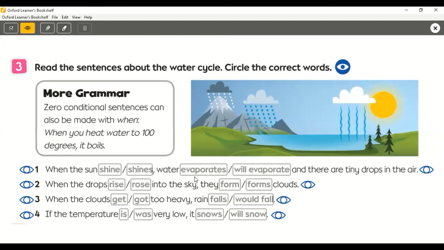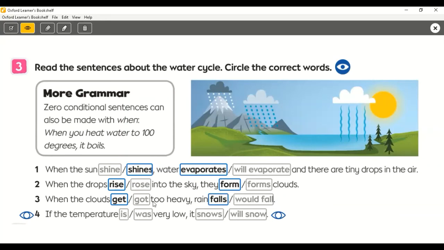Okay, water evaporates or will evaporate and there are tiny drops in the air. Here, yes, great, shines. And here, yes, great. And number 2, when the drops rise or rose into the sky. Of course, rise, yes. They form or forms the clouds or clouds. They, yes, form. And number 3, when the clouds get or got too heavy. Of course, get. Rain falls or would fall.